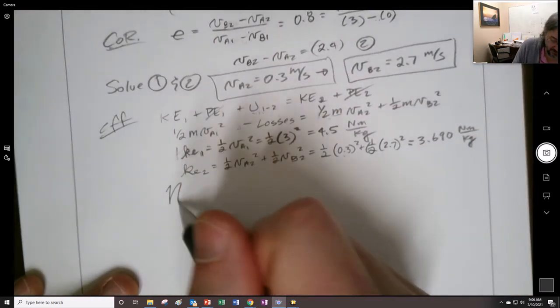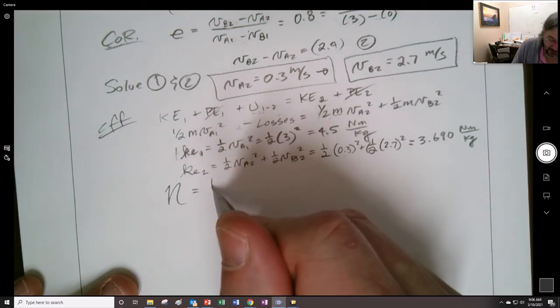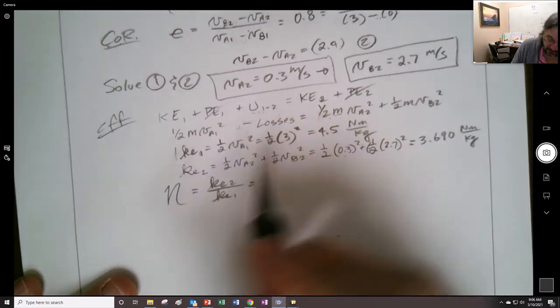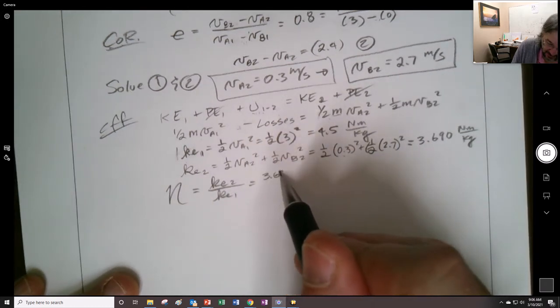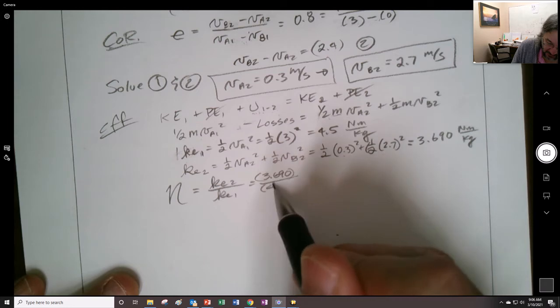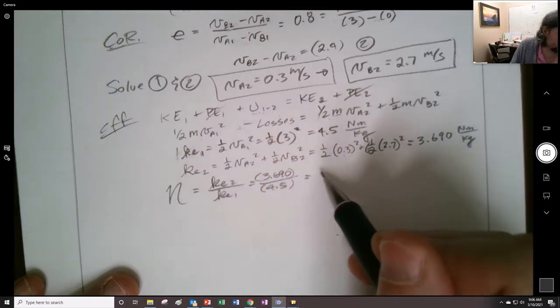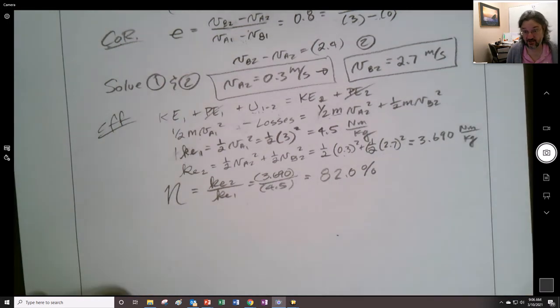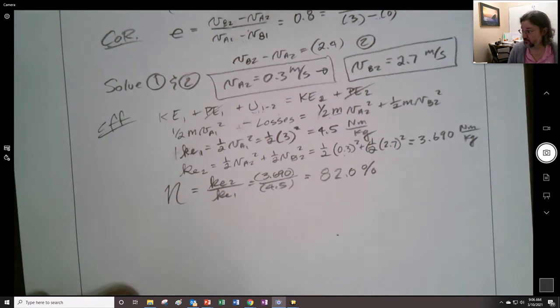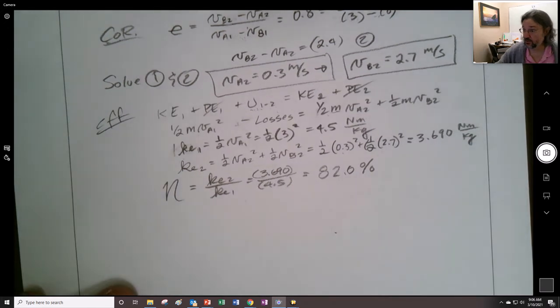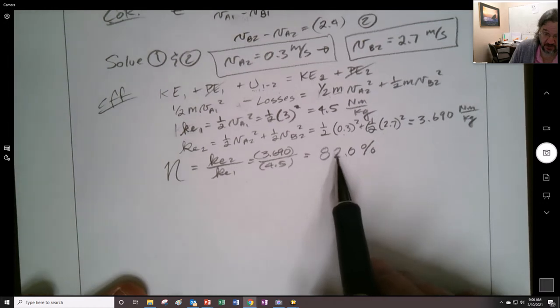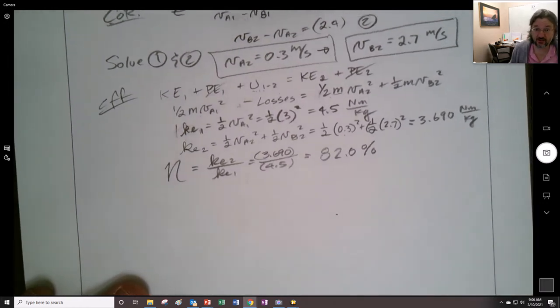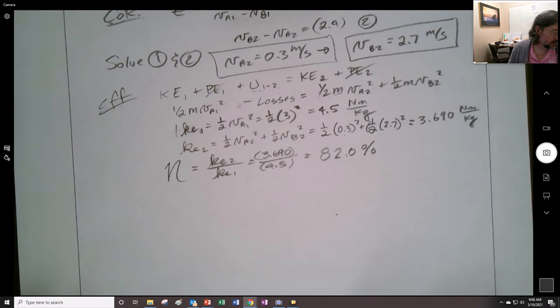So if you take and you divide those through, we have KE2 divided by KE1 of 3.690 divided by 4.5. We see we have an 82, and it should be something less than 1. Hopefully it's less than 1, otherwise we've defied the conservation of energy and created energy, which would be very lucrative if you could figure out a way to do that. But we have it as an 82% efficient collision that's taking place.